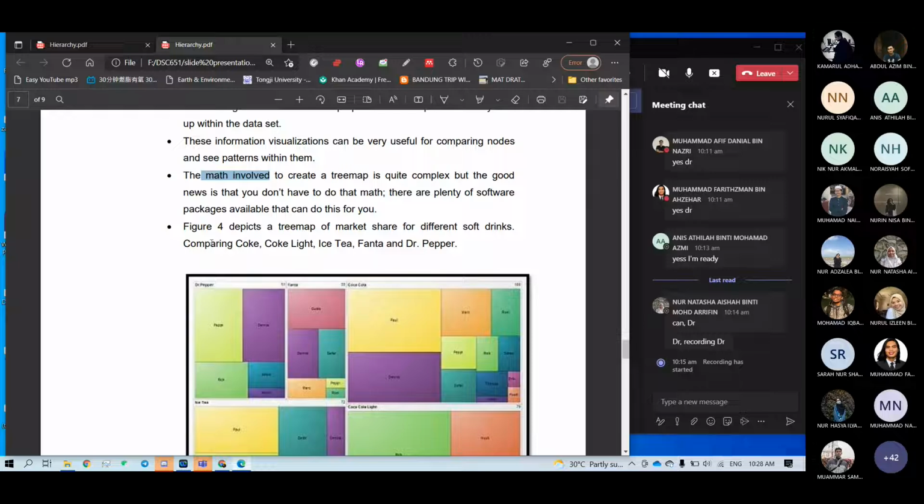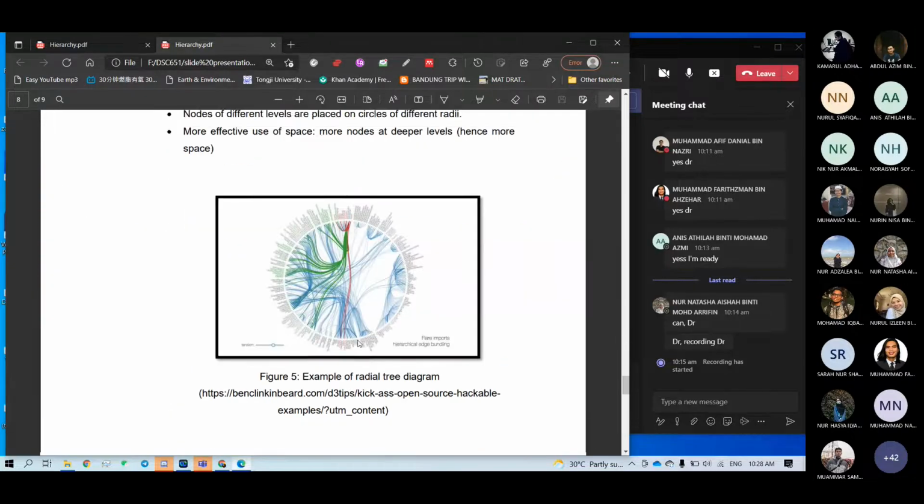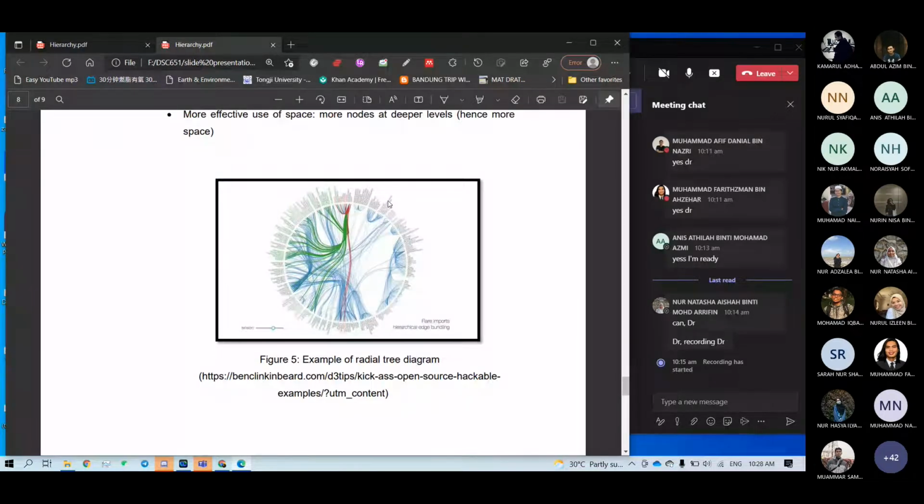Different soft drinks. This one is about three maths of the soft drink. Soft drinks comparing Coke Light, iced tea, Fanta, and Dr Pepper. And then we have a radial. Radial here, so this radial is also a tree diagram. You can see that from 1, then they go to 2. Can you see? 1 splits into 2.